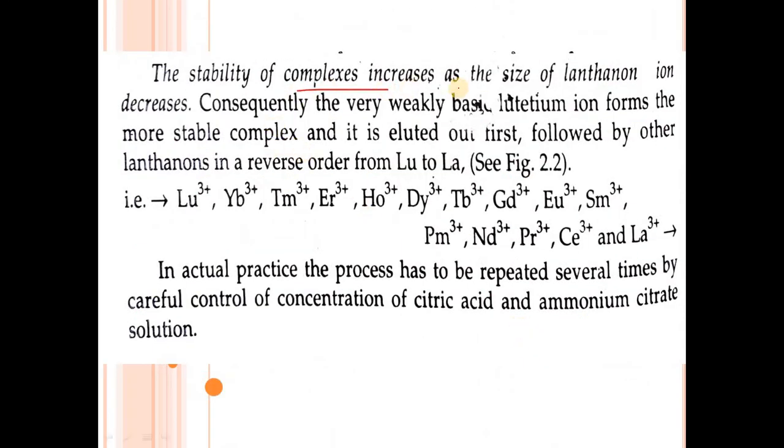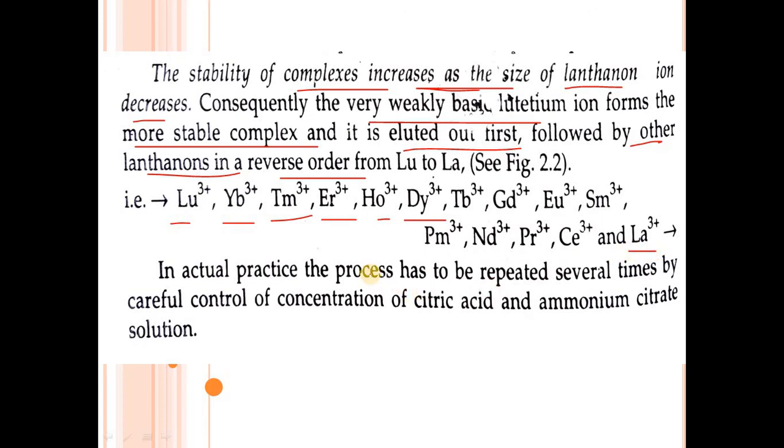So the stability of complexes increases as the size of the lanthanide ion decreases. So lutetium will form a more stable complex as compared to lanthanum. Consequently, the very weakly basic lutetium ion forms the more stable complex and is eluted out first, followed by other lanthanides in reverse order, that is first lutetium, then ytterbium, thulium, erbium, holmium, dysprosium, and last we get lanthanum. So in actual practice the process has to be repeated several times for careful separation of the lanthanide ions by using this citric acid and ammonium citrate solution.